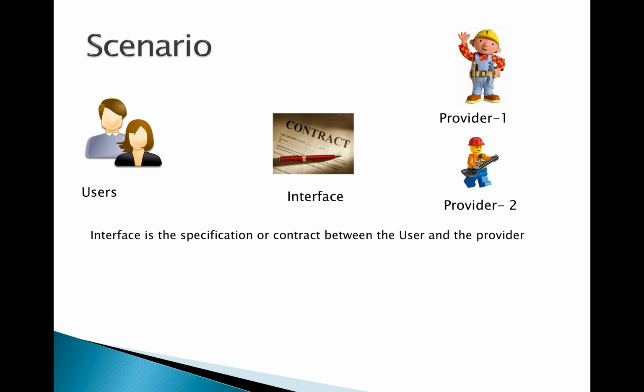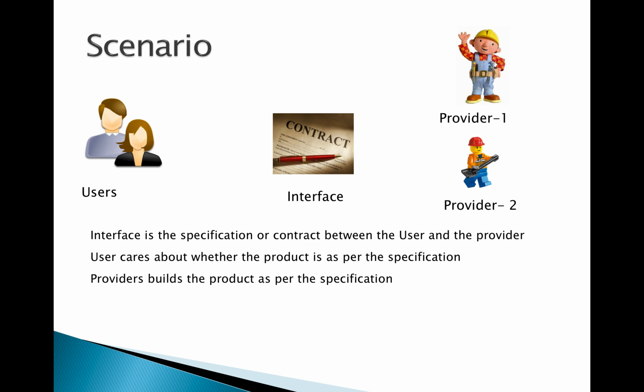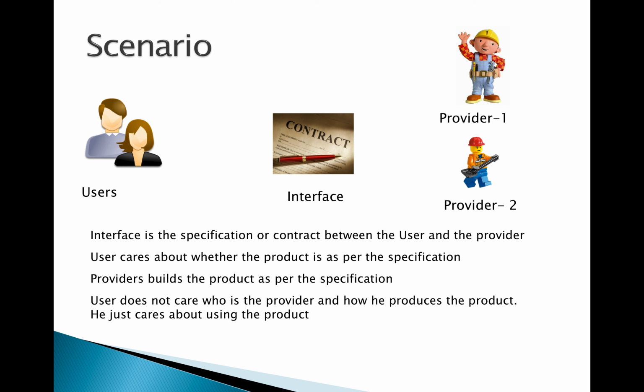So interface is nothing but the specification or a contract between the user and the provider. User cares about whether the product is as per the specification. Providers build the product as per the specification. User does not care who is the provider and how he produces the product. He just cares about using the product.